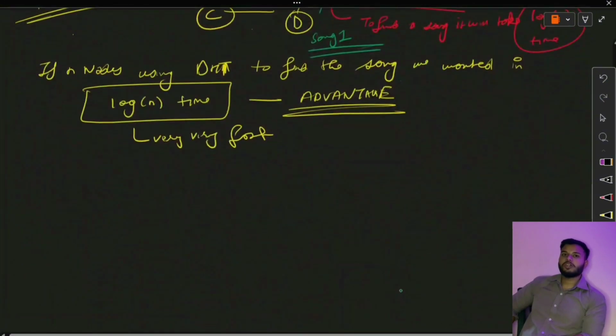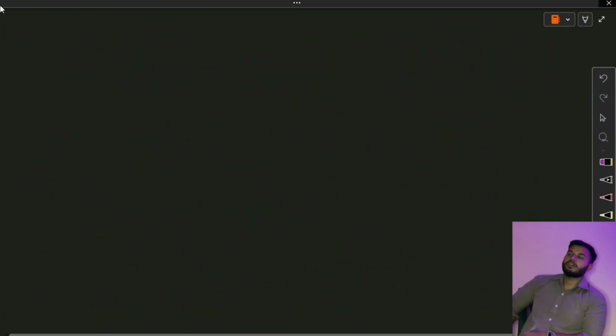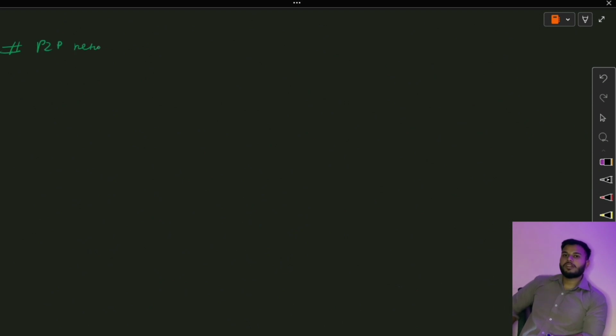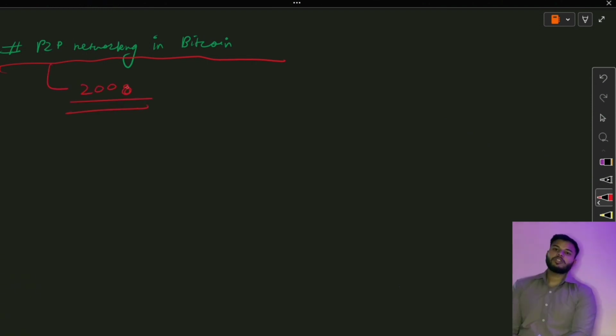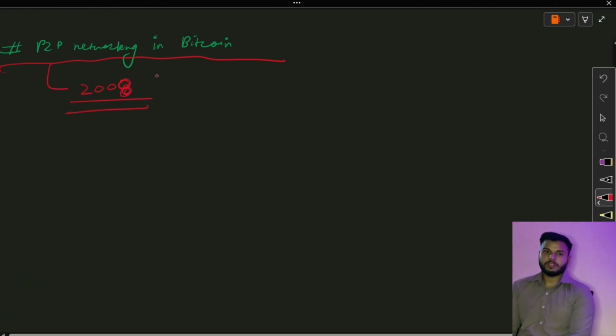So this was the history of peer-to-peer networking. Now let's move to the peer-to-peer networking that Bitcoin uses. It was around 2008 when Satoshi Nakamoto came onto the scene, and it was much later than this whole peer-to-peer networking journey.